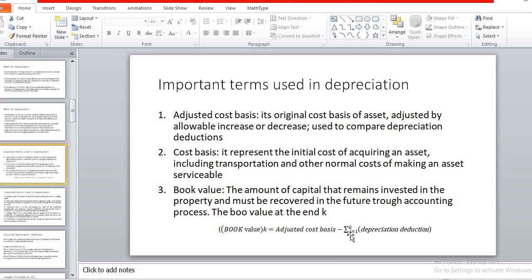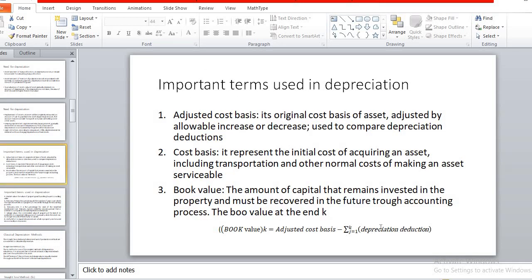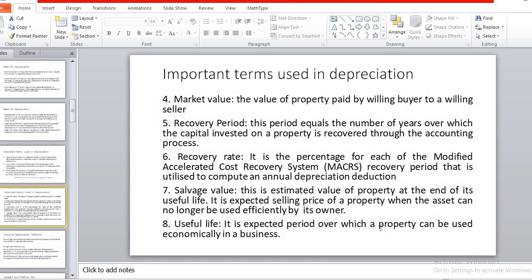Suppose a machine has a useful life of 20 years. Now we have to find out the value of that particular machine after 10 years. Here the depreciation deduction for 10 years is deducted from the adjusted cost basis value, and whatever value remains is nothing but the book value for that particular asset. So it is found by adjusted value minus the depreciation value.